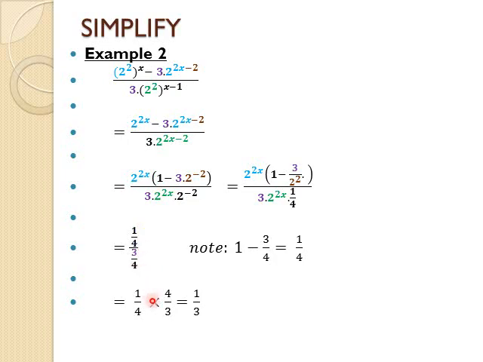Change division to multiplication, and we'll always invert or swap around the fraction at the bottom. Write down its reciprocal. So 1 over 4 times 4 over 3. 1 times 4, 4 times 3 is 12. Or 4 and 4 cancel, and I'm left with 1 over 3. 4 over 12 is also 1 over 3.